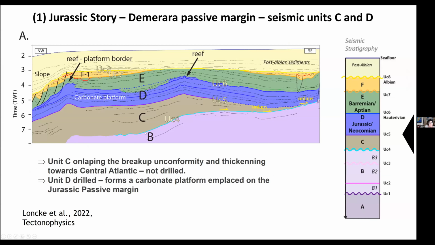After this volcanic margin formation, we also defined some units C and D, which are onlapping this passive margin. And unit D here has been drilled and consists of a carbonate platform.